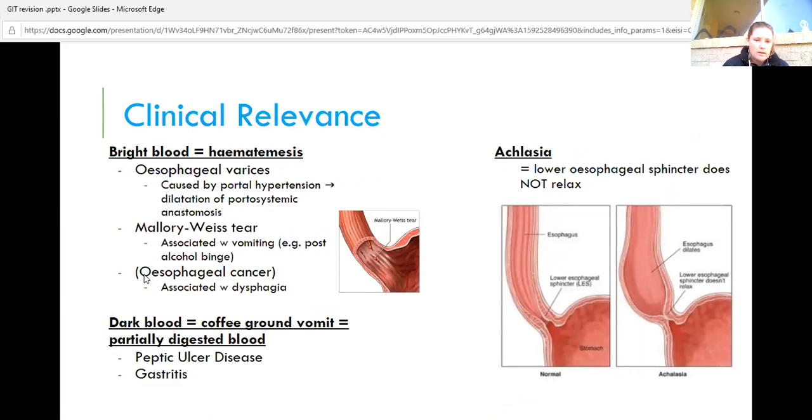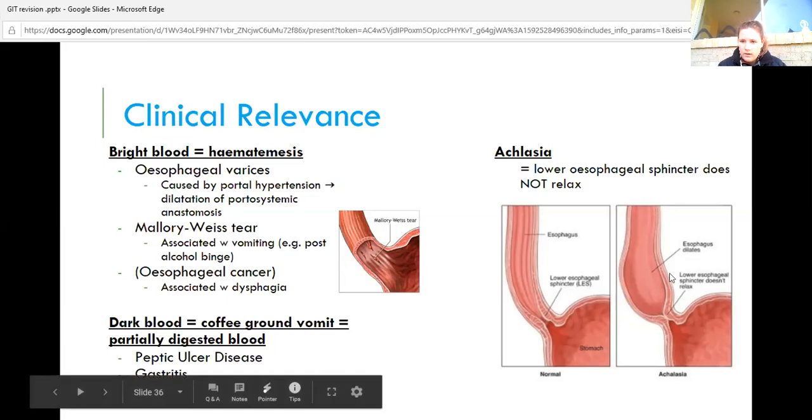And if the blood that they're vomiting is darker, then you're thinking that it's been partially digested, and so the pathology is going to be further down the gastrointestinal tract, so something like peptic ulcer disease or gastritis. And then achalasia is when the lower esophageal sphincter doesn't relax properly, and so you get a dilation there.